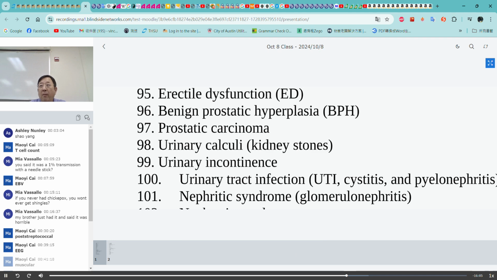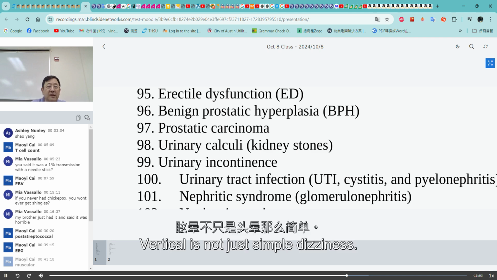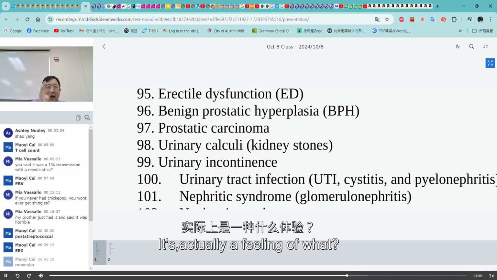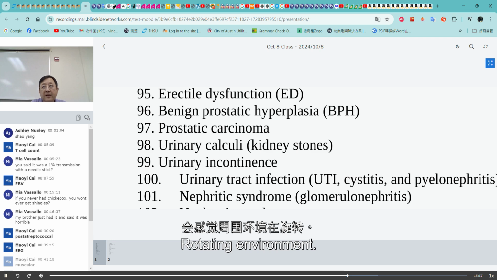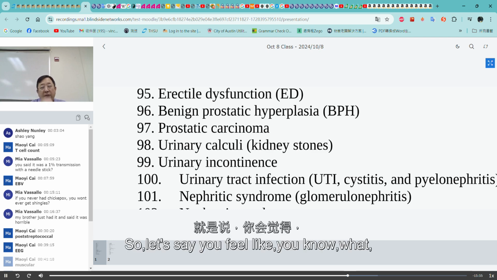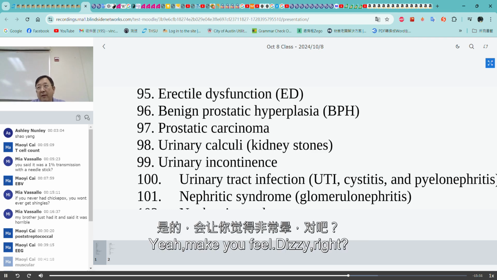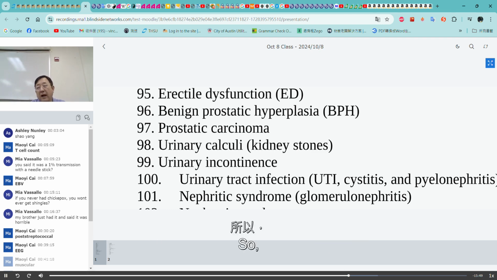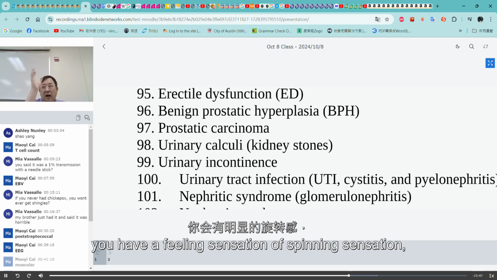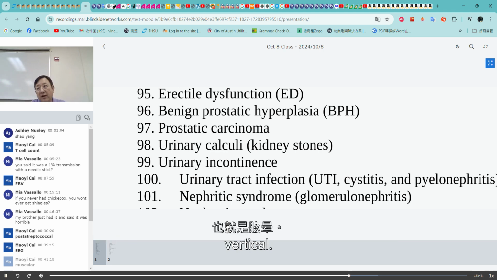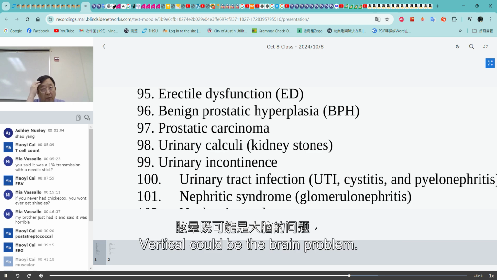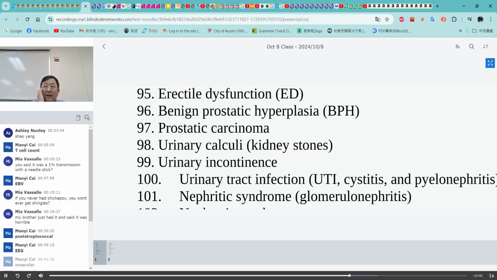Vertigo. What's vertigo? Vertigo is not just simple dizziness. It's actually a feeling of the environment rotating. So let's say you feel like everything is rotating. It makes you feel dizzy, right? That's called vertigo. So you have a spinning sensation, vertigo. Vertigo could be a brain problem. It could be an ear problem. Remember, ear, we'll talk about later.